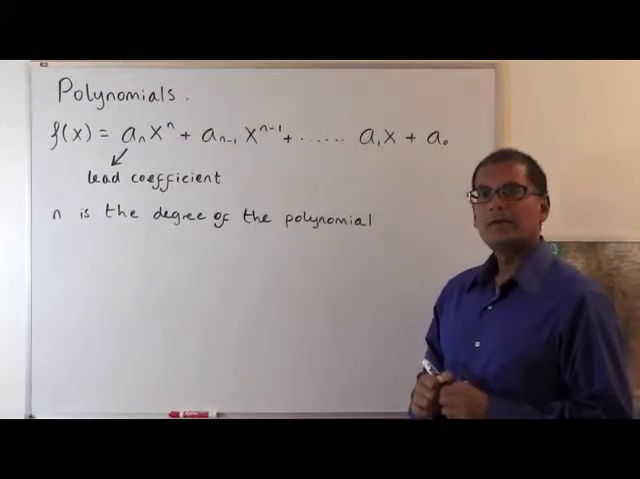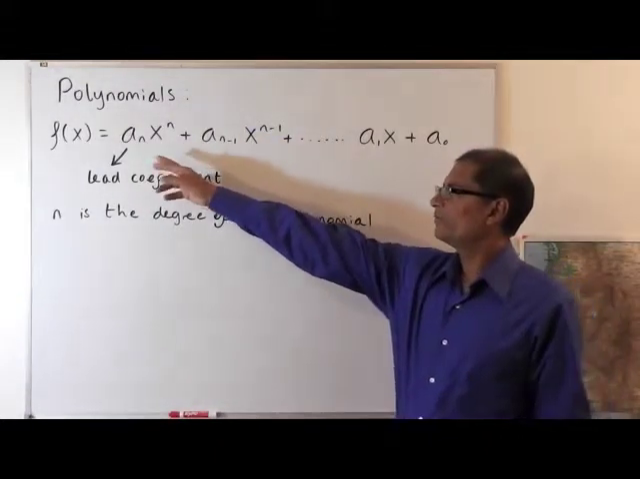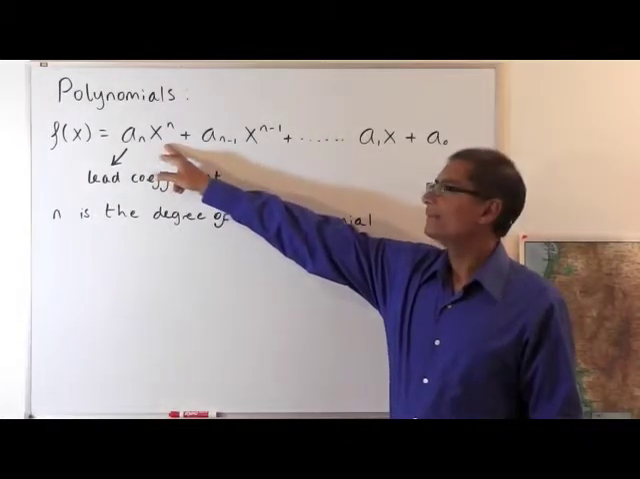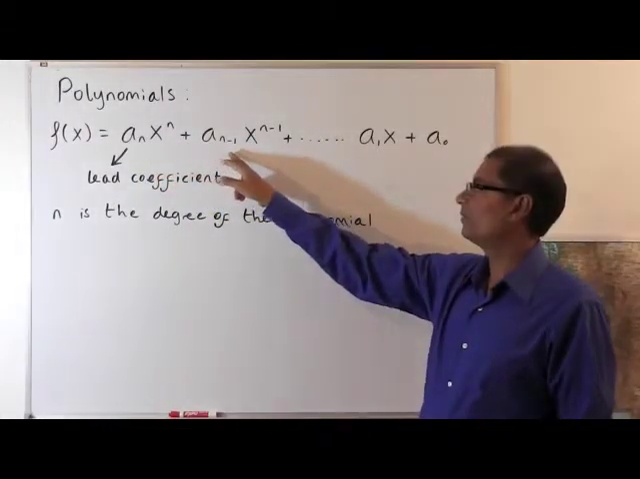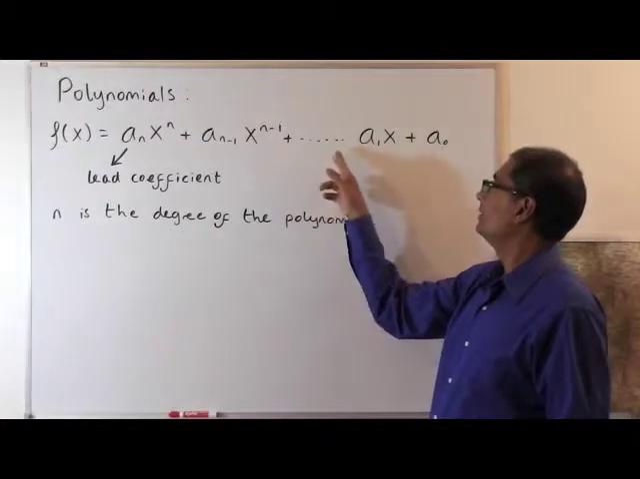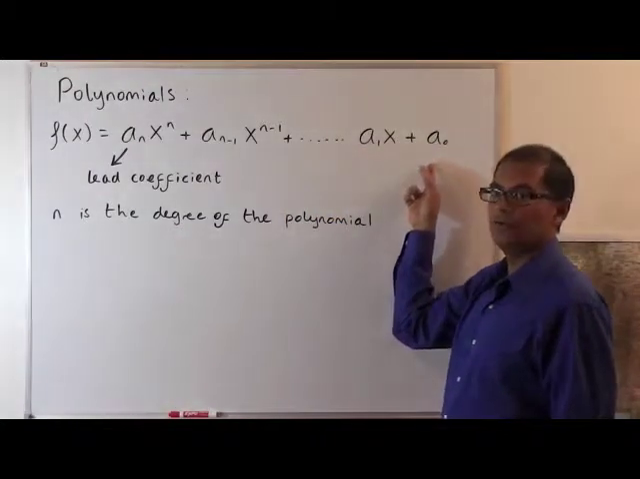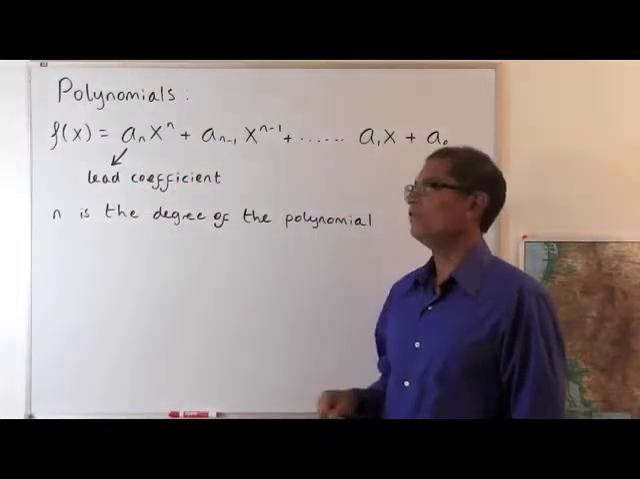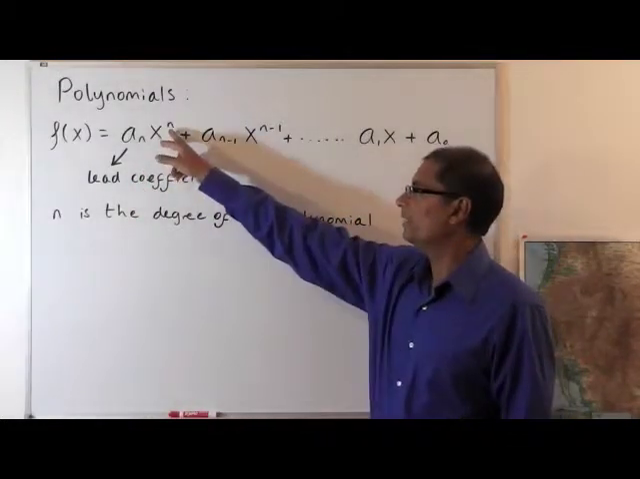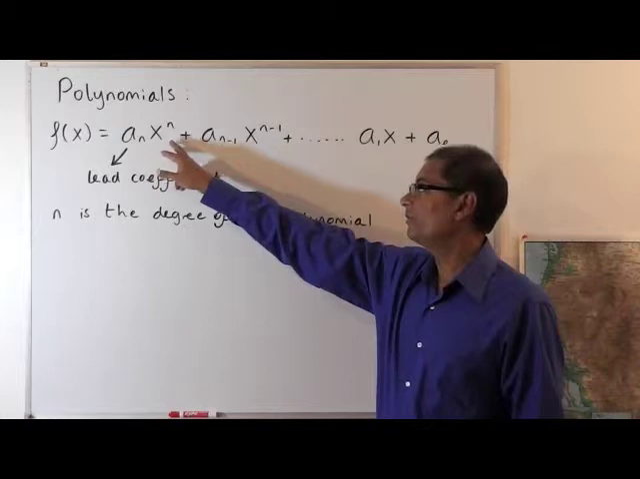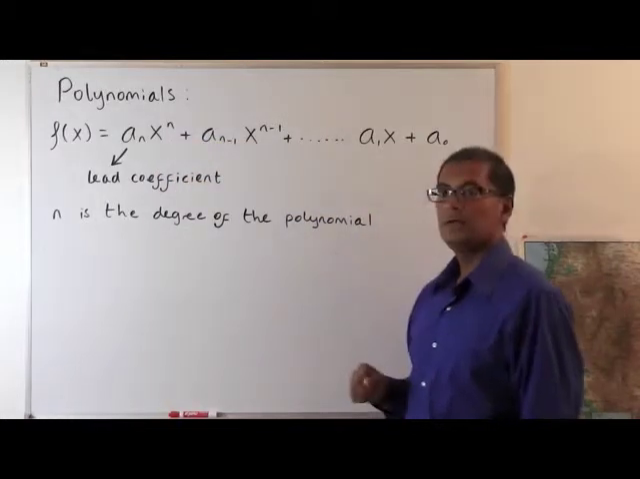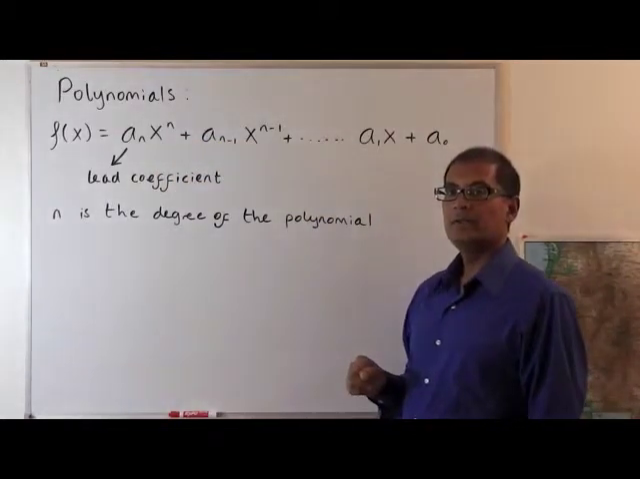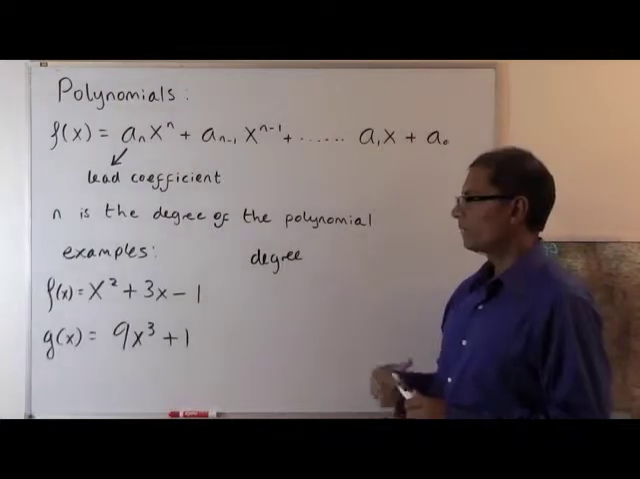Hello there. As we see with polynomials, they have the form a_n times x to the n plus a_(n-1) times x to the n minus 1, and so on until a_0, which is the constant. a_n is called the lead coefficient, and n, the highest power on the variable, is the degree of the polynomial. Let's look at a few examples.